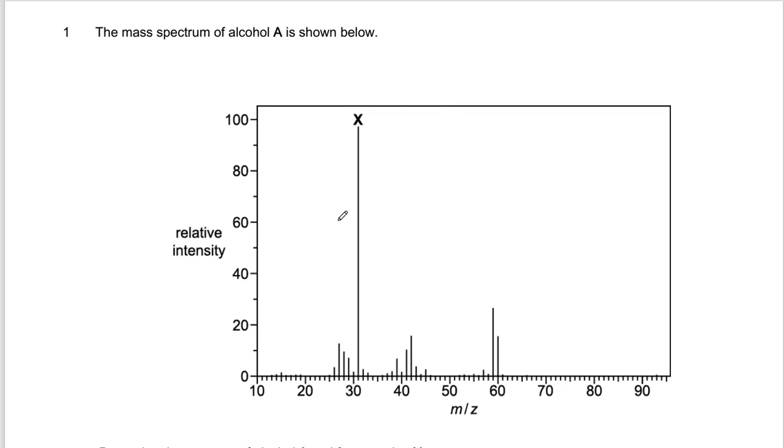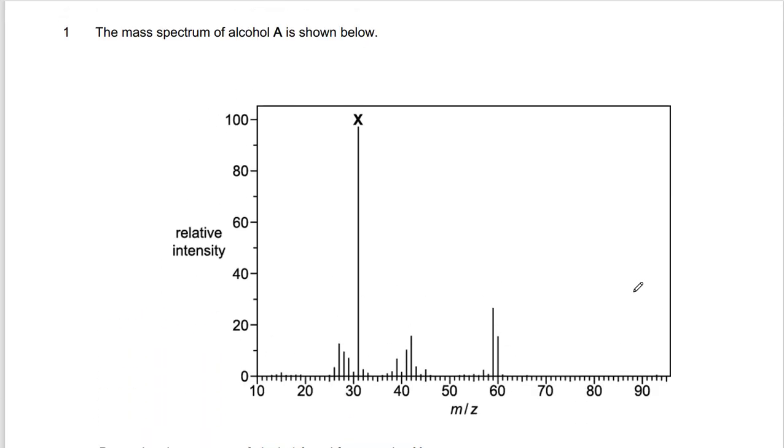So, quick reminder then, mass spectrum, the key parts. The largest peak is called the base peak, and it represents the most common fragment. You can also work out the molar mass of your product or whatever it is you're looking at by looking for the molecular ion peak. Now this is the largest peak furthest to the right. So let's have a look at what we've got here.